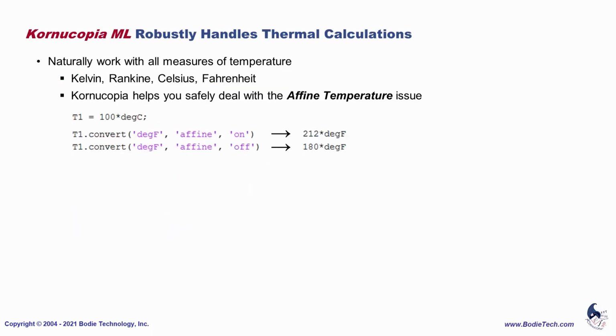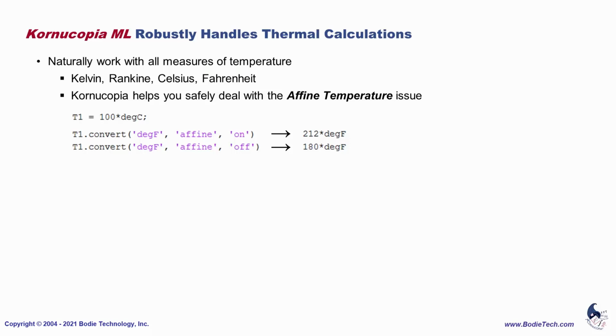Kornucopia ML also robustly handles thermal calculations, allowing you to naturally work with all the various measures of temperature: Kelvin, Rankine, Celsius, and Fahrenheit. Kornucopia also helps you safely deal with the affine temperature issue. Consider a temperature of 100 degrees Celsius. If this represents the temperature of boiling water, then its conversion to Fahrenheit would require an affine conversion that includes both the 9/5 multiplication factor and the 32-degree offset.